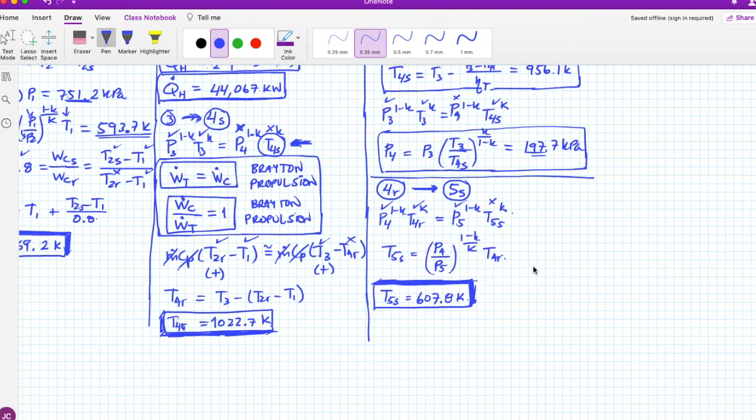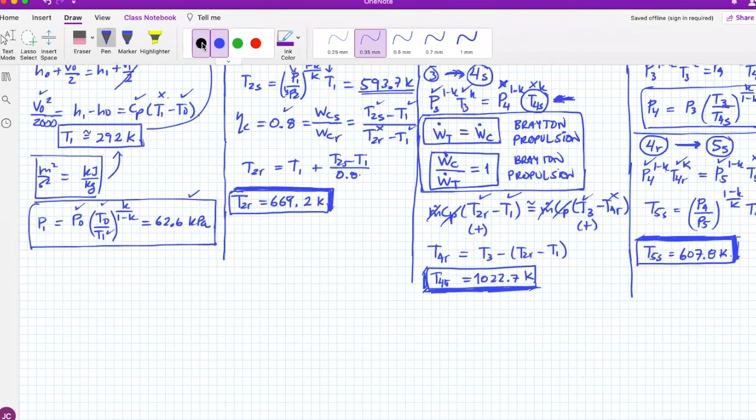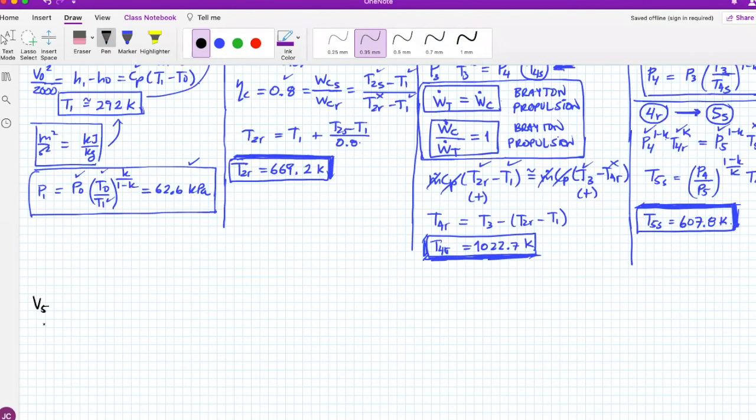So now, guys, we can actually start solving the problem. The first thing that they're asking us is V5. Let's see if we can actually do it. I'm going to take H4 plus V4 squared divided by 2 equals H5 plus V5 squared divided by 2. This is the first law for the nozzle. And let's see, what do we have? Remember our V4?